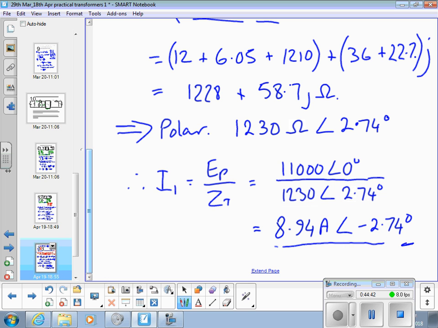The negative angle, suggesting that current lags voltage, fits in with CIVIL for an inductive circuit, and the fact that this is much lower than the secondary current we had for full load suggests that's correct, because we know we've got a voltage step down transformer, so the current must be step up. Yep. Okay.